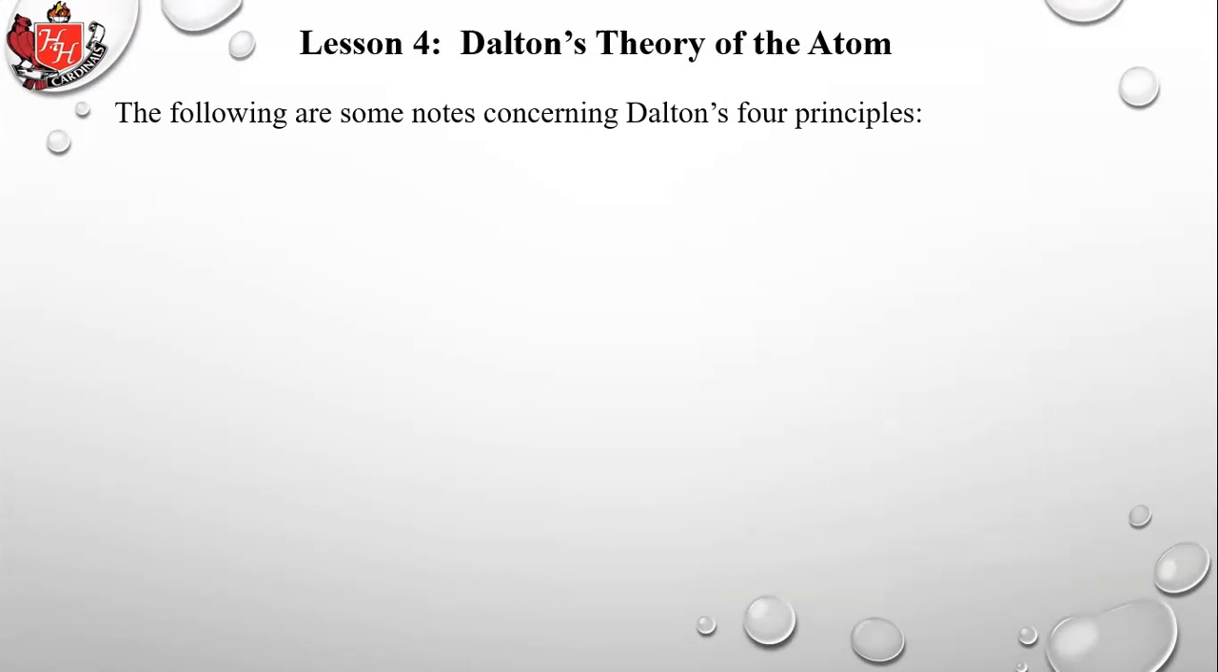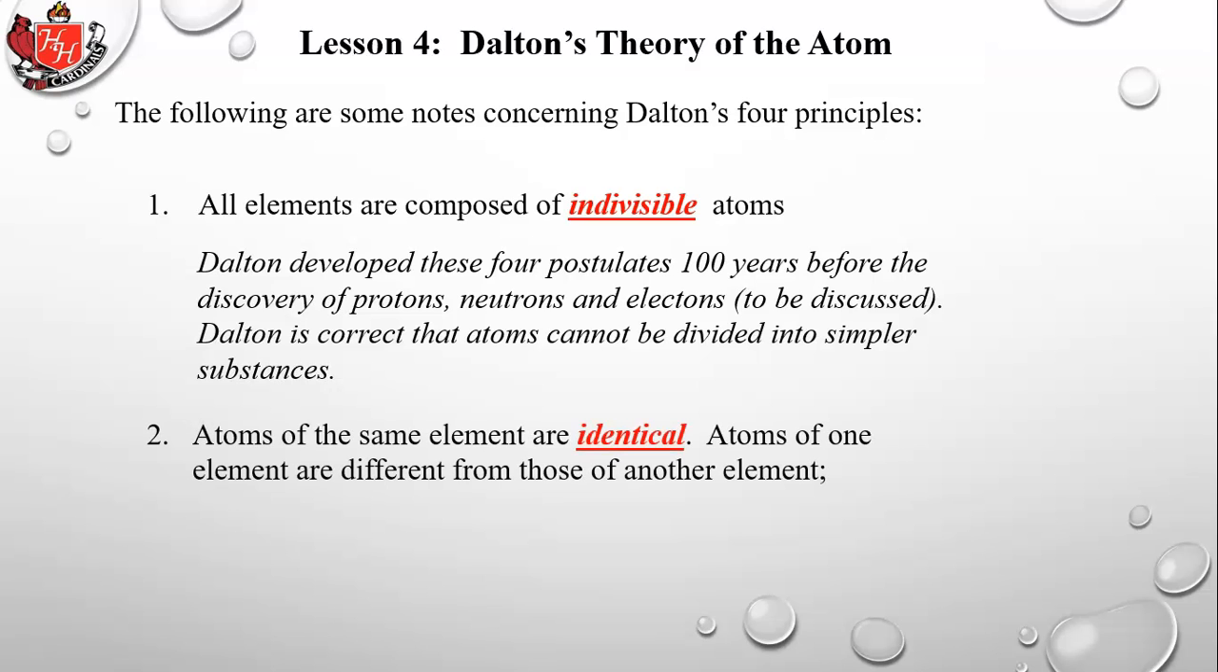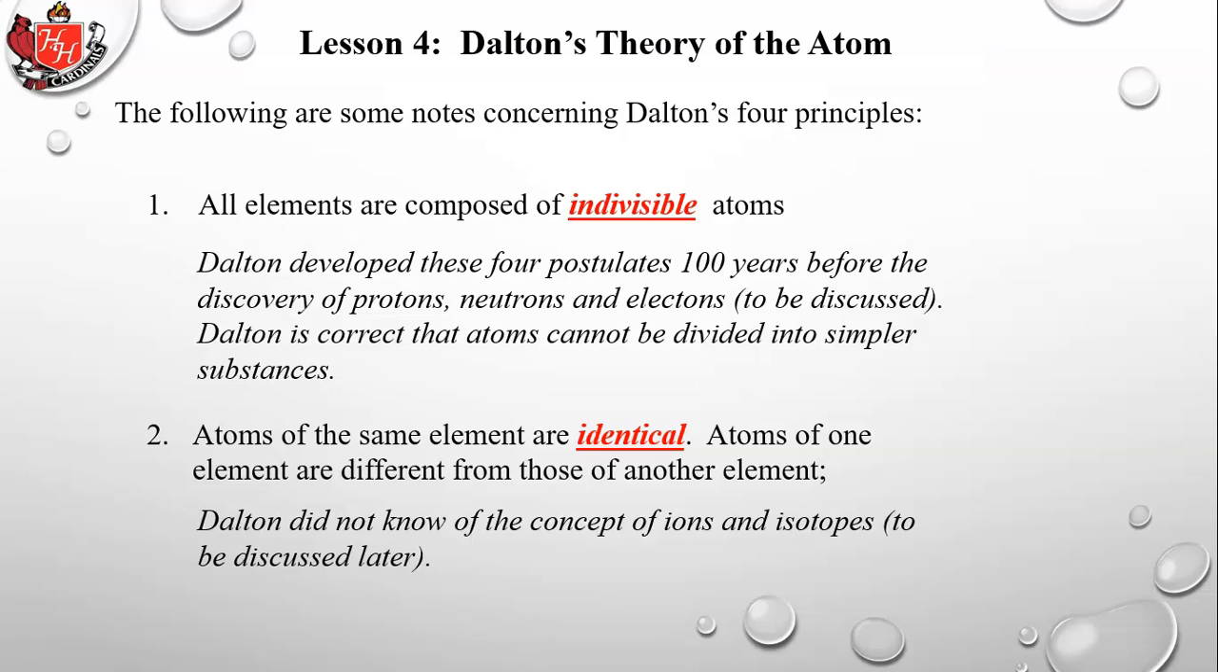The following are some notes concerning Dalton's 4 principles, and some corrections that were made later on. First, all elements are composed of indivisible atoms. Dalton developed these 4 postulates 100 years before the discovery of protons, neutrons, and electrons, which will be discussed. Dalton is correct that atoms cannot be divided into simpler substances. 2. Atoms of the same element are identical. Atoms of one element are different from those of another element. Dalton did not know of the concept of ions and isotopes, which will be discussed later.